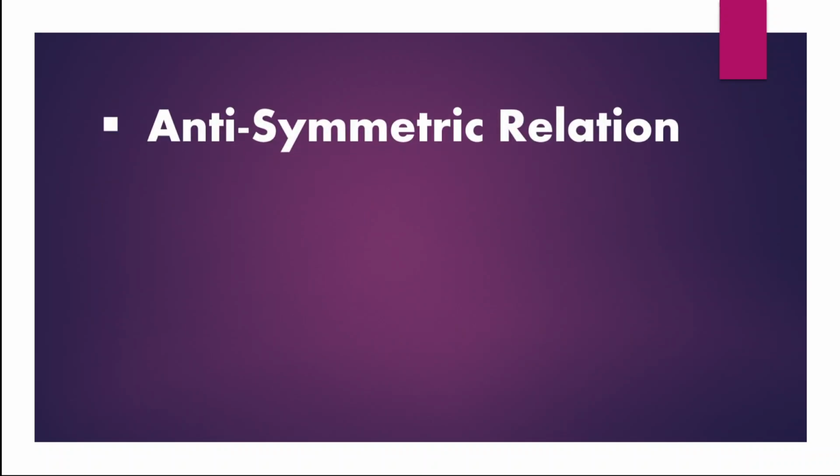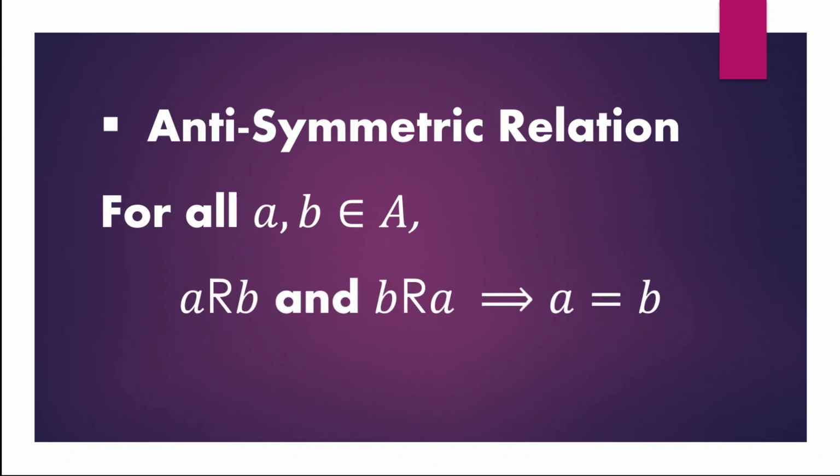An antisymmetric relation. For every pair of elements a and b in a given set A, a related to b and b related to a must imply a and b are the same. So this is what is called an antisymmetric relation. You take any two elements from the given set. Whenever the relation exists both ways between those two elements, they cannot be different. They must be representing the same element. Then such a relation is said to be antisymmetric.